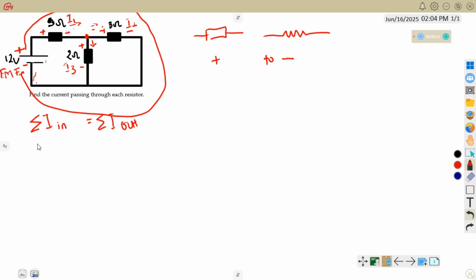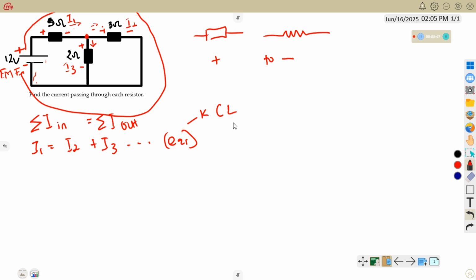So now we're going to say that I1 is equal to I2 plus I3, right? Because I2 and I3 are the ones going out of the junction, while only I1 is going into the junction. So this is our equation 1. For this one we use Kirchhoff's current law, also known as the junction law.